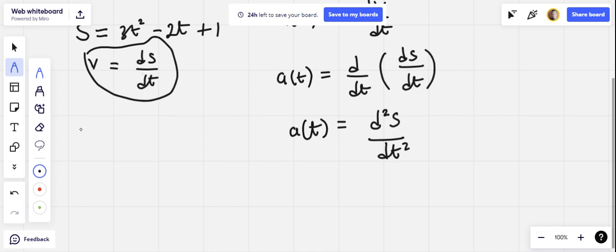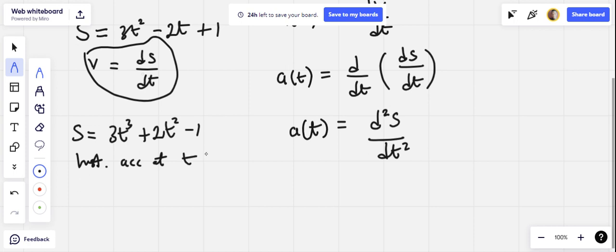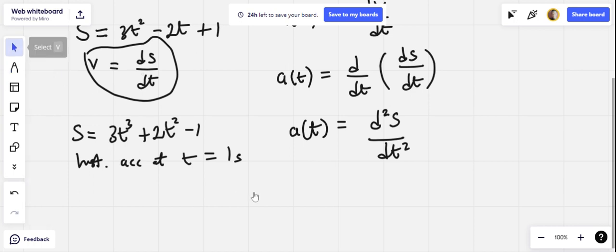Okay, take for instance, if the displacement given was s equals 3t raised to the power of 3 plus 2t squared minus 1, and you are told to find instantaneous acceleration at time t equals 1 second. What would you do? This is what you do.